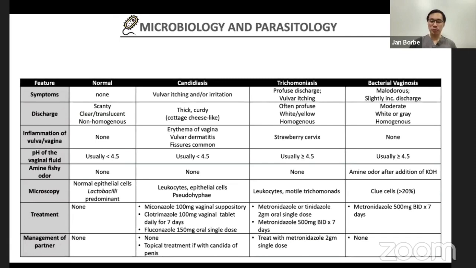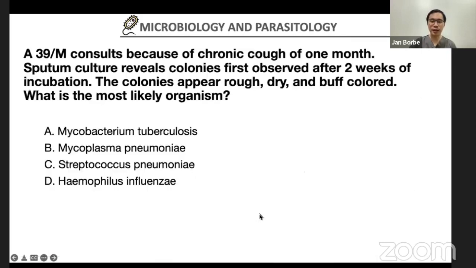Okay, so this table, napag-usapan na natin. Ano lang yung mga key differences dyan? Yung pH, sasabi natin pag candidiasis, pwedeng acidic. No? All the rest, no? Usually kapag trichomoniasis and back vag, usually have higher pH. Okay? So review this table na lang.